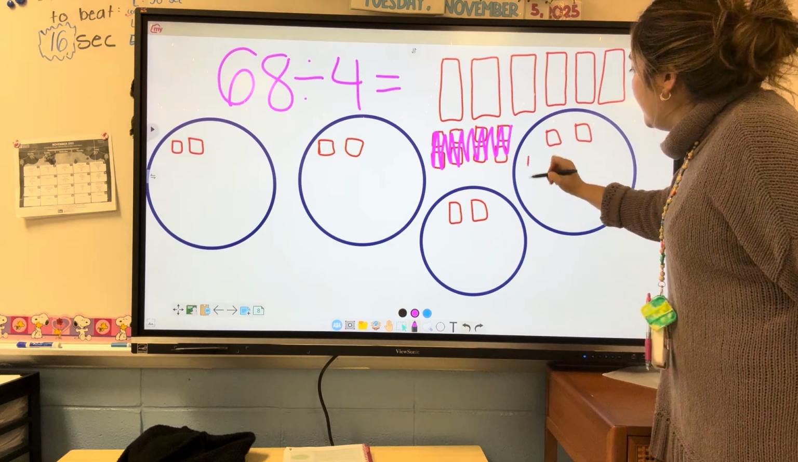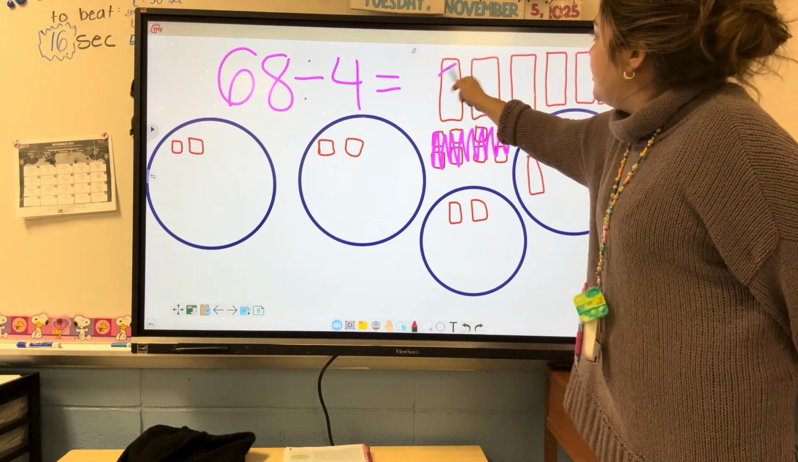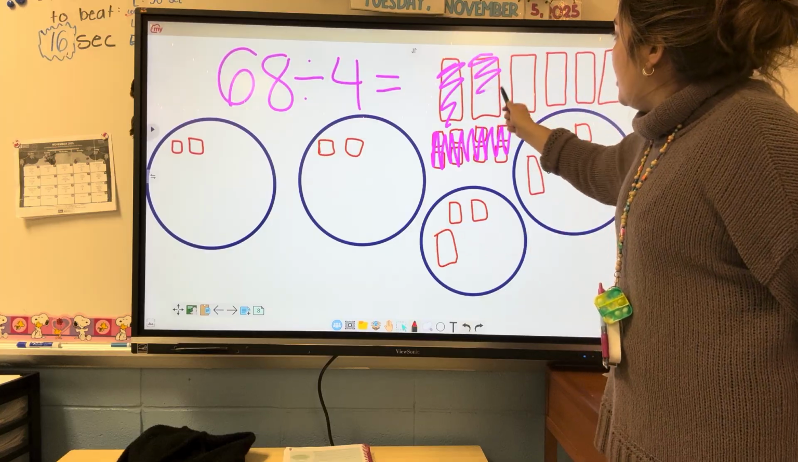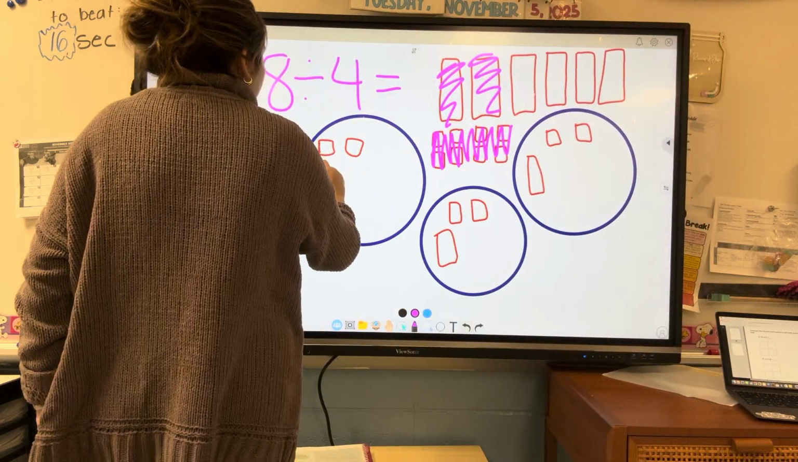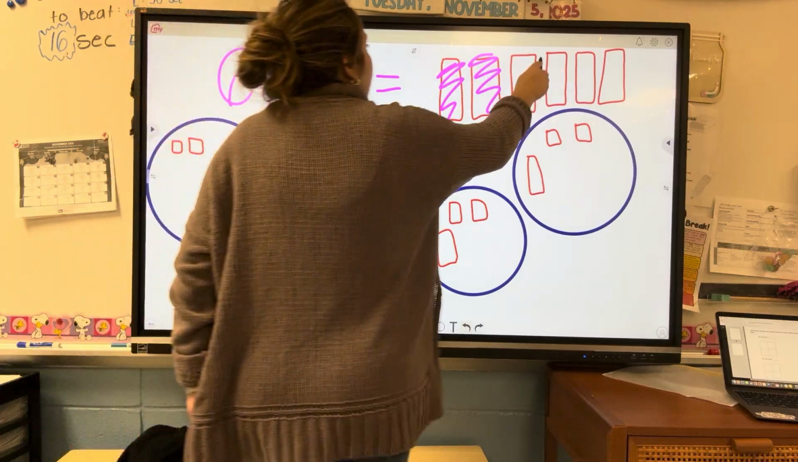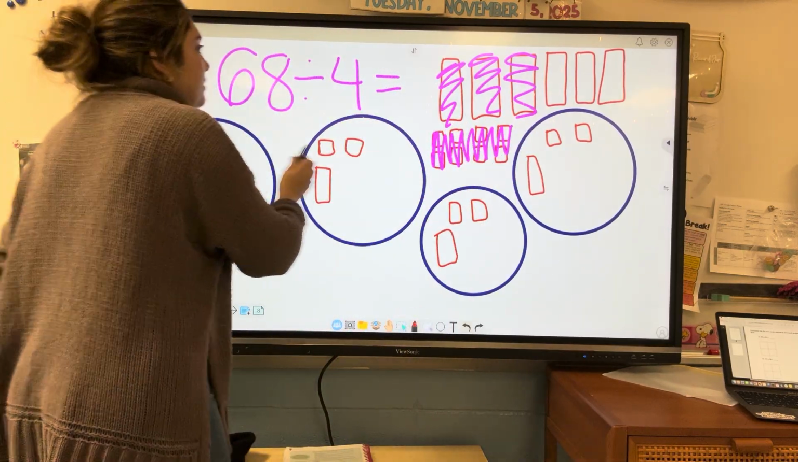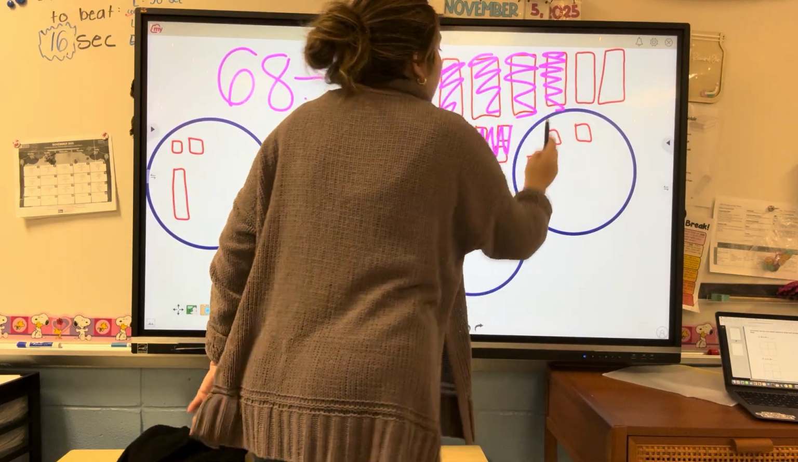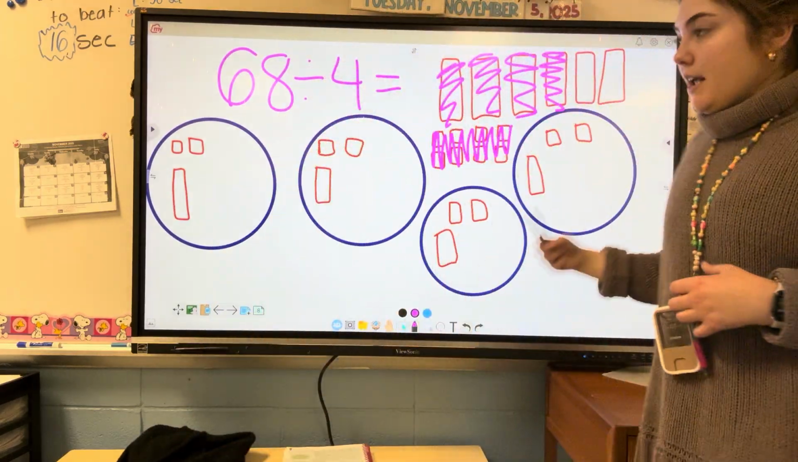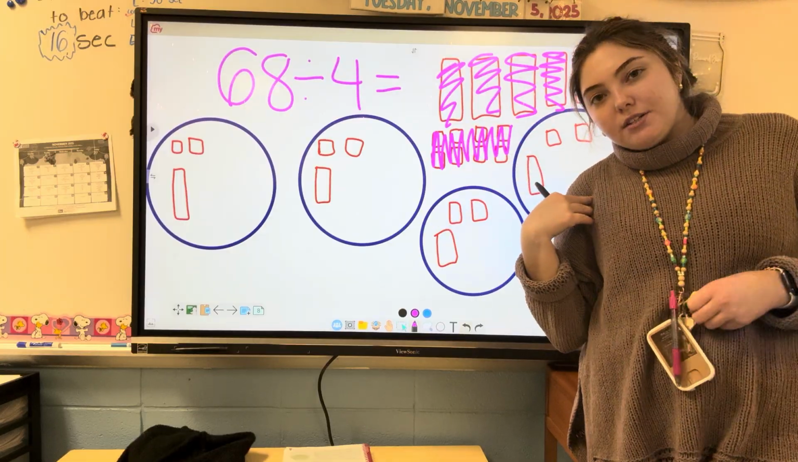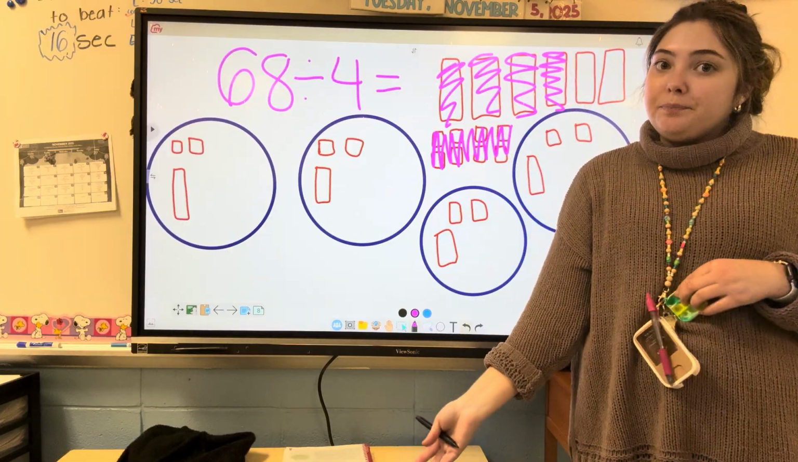So I'm going to draw that. 1, that one's gone. 2, that one's gone. 3, that one's gone. 4, that one's gone. Now, I have 2 tens left. I'm going to ask them, how much is 2 tens? And they're going to tell me it's 20.